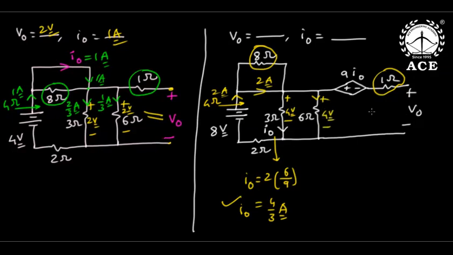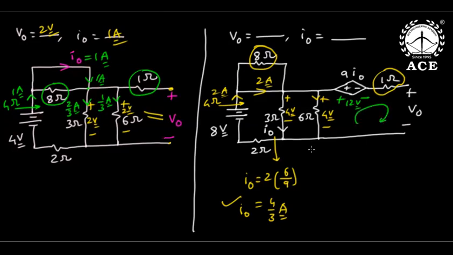Now don't say V naught is 4 because there is a dependent voltage source. Because it is a current dependent voltage source, and I naught is 4 by 3, 9 into 4 by 3 is 12 volts. Still voltage across passive element is 0, but the dependent source will still exhibit voltage because it is a current dependent voltage source and I naught is 4 by 3. This becomes 12 volts.